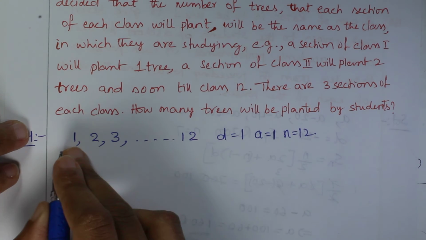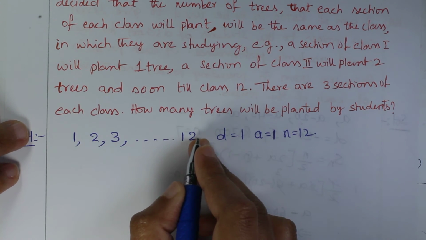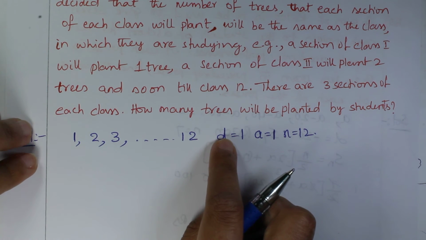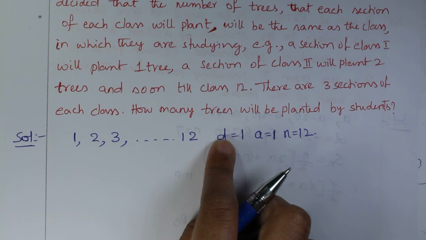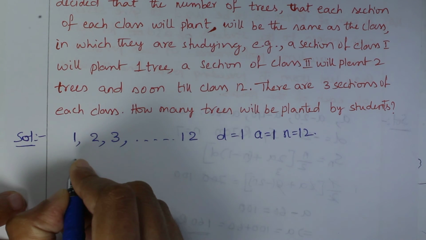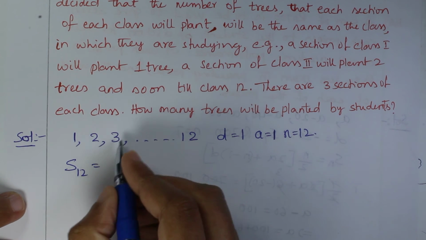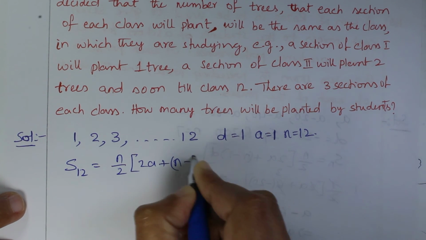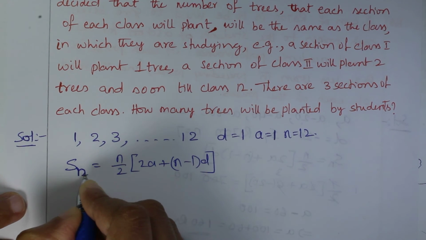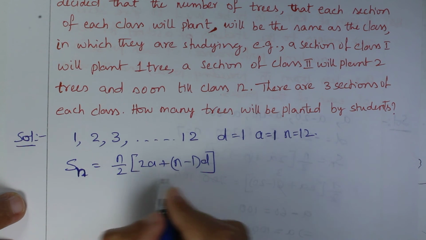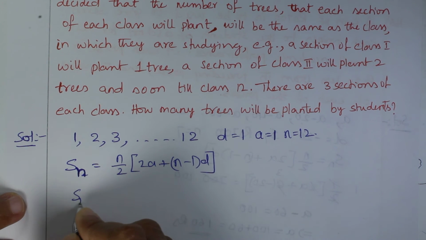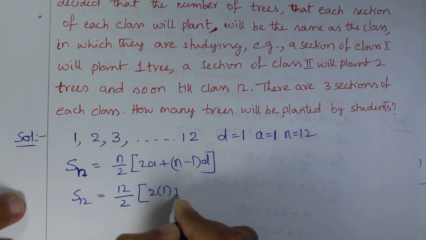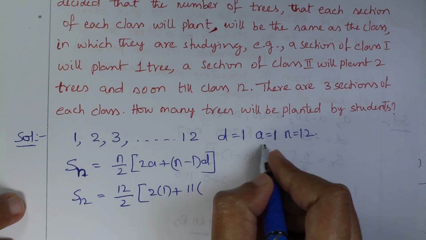Now let's find the number of trees planted by the 12 classes in one section. This is for one section only. There are 3 sections, right? We are finding the number of trees planted by one section. So S12 becomes n by 2 into 2a plus n minus 1 into d. S12 is equal to 12 by 2 into 2 into 1 plus 12 minus 1, that is 11, into d, which is 1.